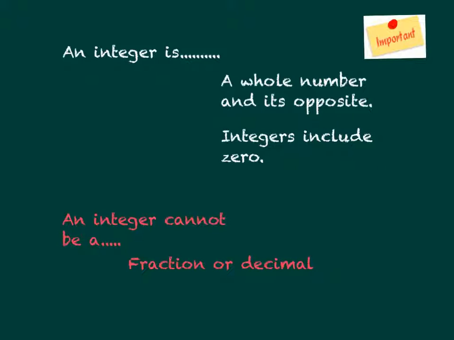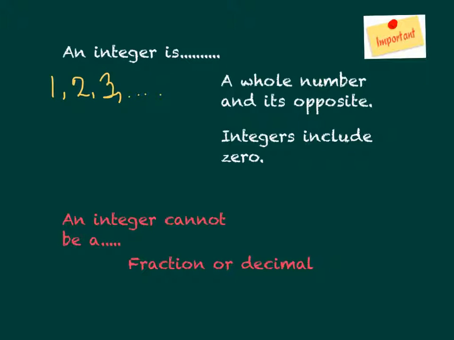Now we're going to get to the most important slide. It's the definition of an integer. So we're going to start off by saying that an integer is a whole number and its opposite. Now remember that a whole number is not a fraction and it's not a decimal. It has to be expressed as a whole number. So remember that whole numbers look like 1, 2, 3, so on and so on.